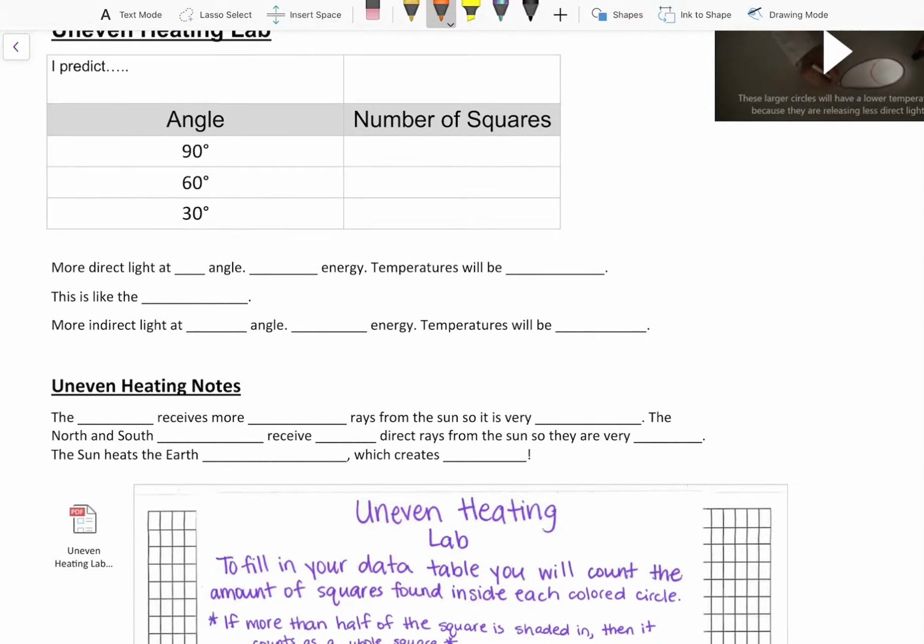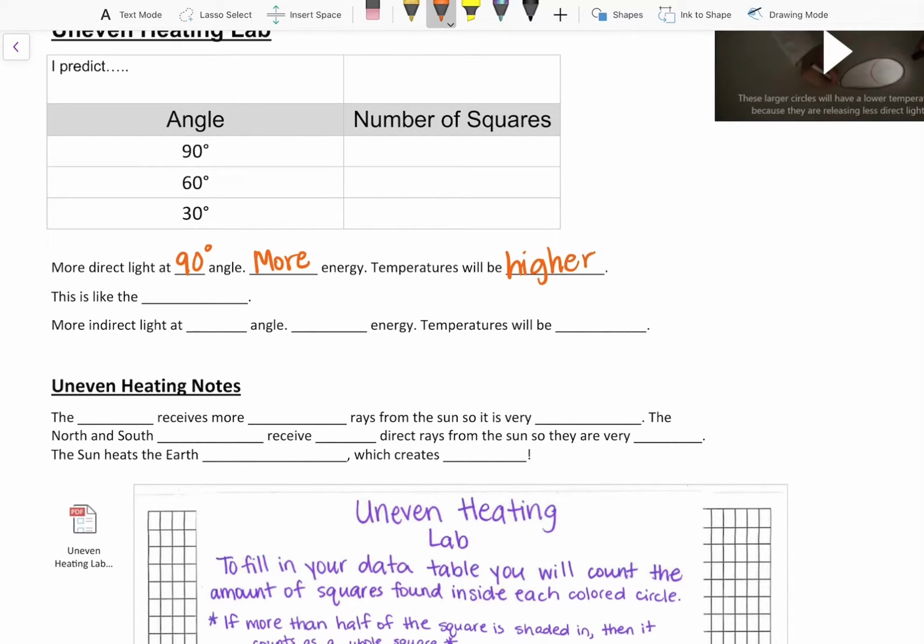So from this lab, remember you're looking at how the Earth is heated, how a circular object is heated from the sun. And so you have more direct light. So remember, direct light is whenever the light is shining straight at the object. It's hitting it at a 90 degree angle, whereas indirect is not directly hitting the object. So you have more direct light at the 90 degree angle. Since it's more direct light, you also have more energy, all right? It's stronger light that is hitting that area, and the temperatures will be higher.